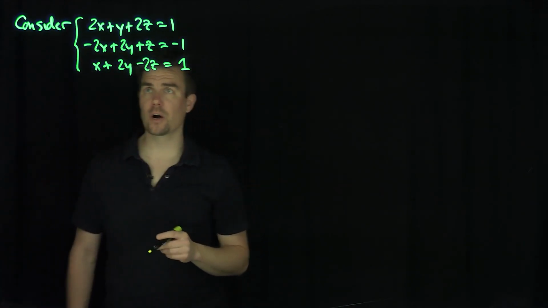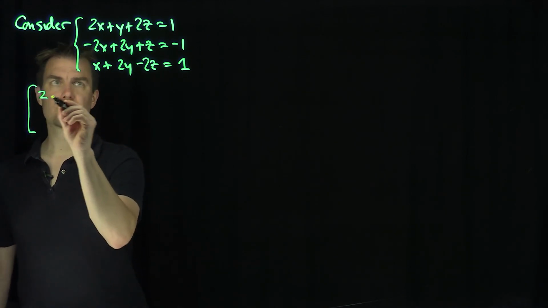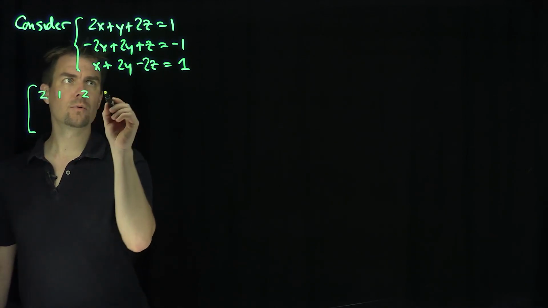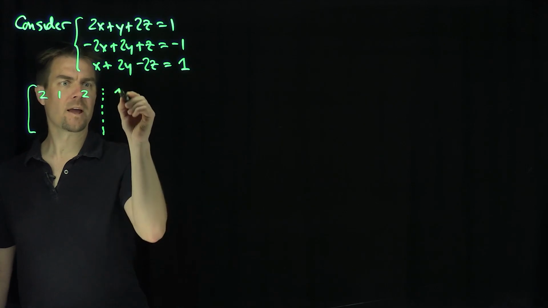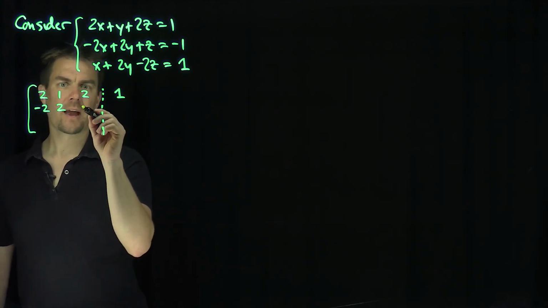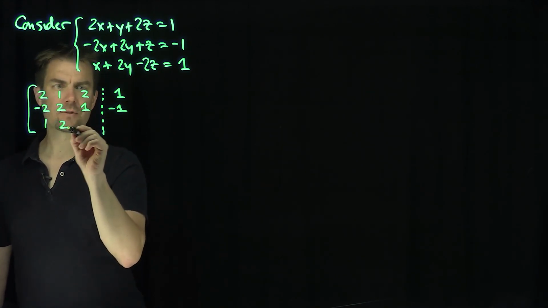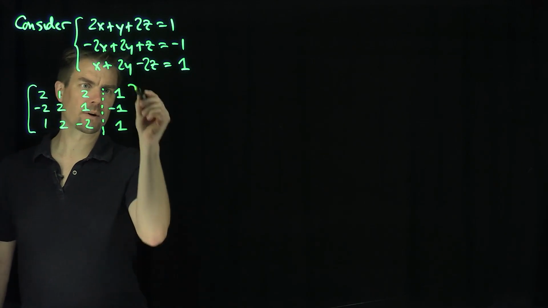I have three equations, three unknowns, and so let's put it into its augmented matrix form, which would be a 2, 1, 2, a 1, and then a negative 2, and then a positive 2, and then a 1, and then a negative 1 over here, and then finally a 1, a 2, and a negative 2, and a 1 over here.